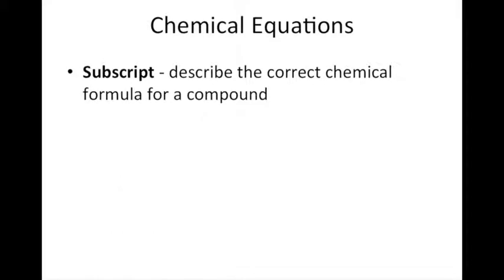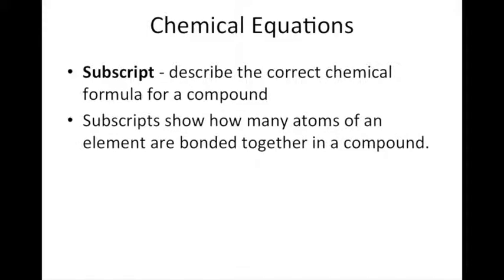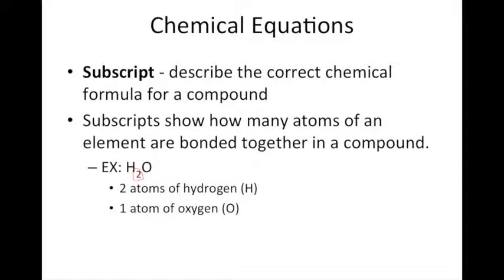The subscripts describe the correct chemical formula for each compound in our chemical equation. The subscripts tell us how many atoms of each element are chemically bonded together to form that particular compound. So an example here would be H2O. Here we have a subscript, and this tells us that we have two hydrogen atoms chemically bonded to one oxygen atom. So the subscripts tell us the chemical formula for each of the compounds.